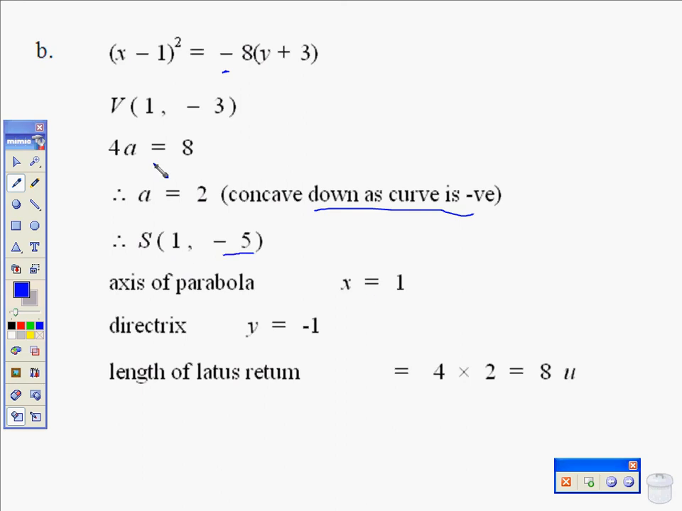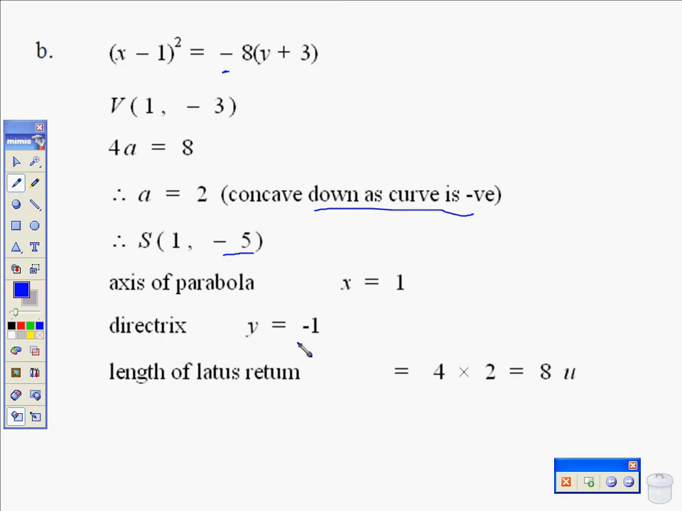The axis of the parabola is going through the x value there. So notice they are the same because that's on the axis of the parabola. So the x value stays the same. The directrix this time is above the vertex. So that's why it's going from minus 3. It's going up 2 to go to minus 1. Again, the length of the latus rectum is 4 times a, and that gives us 8.